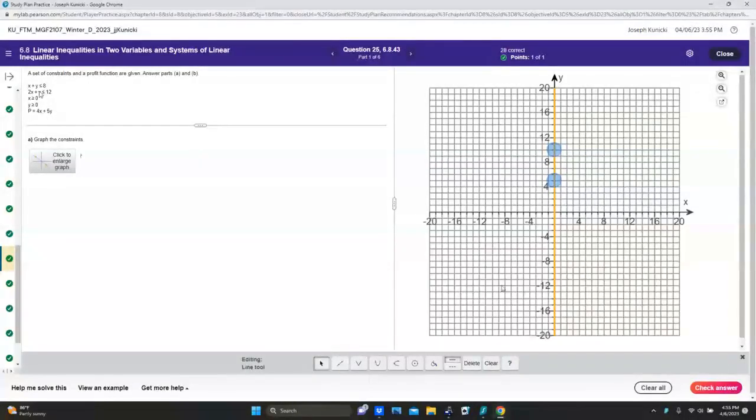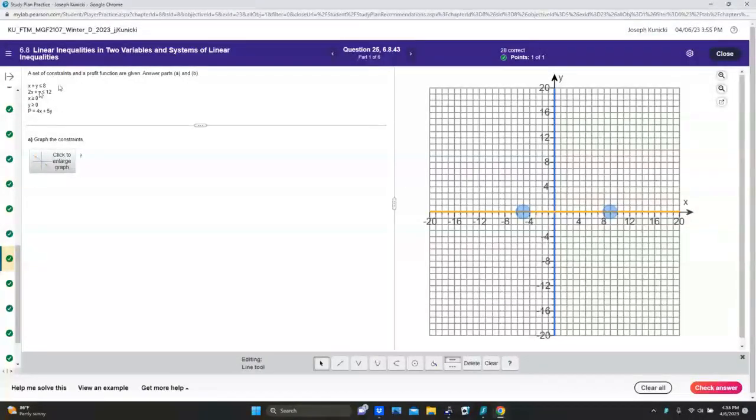Then I draw the line tool again, and then I do the x-axis. And we're in the first quadrant because if x is greater than or equal to 0, that's to the right of the y-axis. And if y is greater than or equal to 0, that's above the x-axis. So we're in here. We're in the first quadrant.